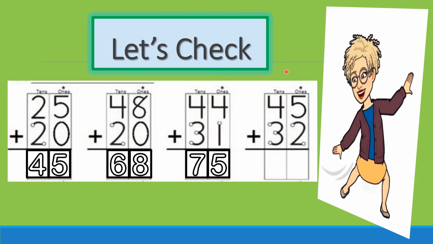When adding two-digit numbers, always add the ones first. Always add the ones first. And then the tens. And then the tens.